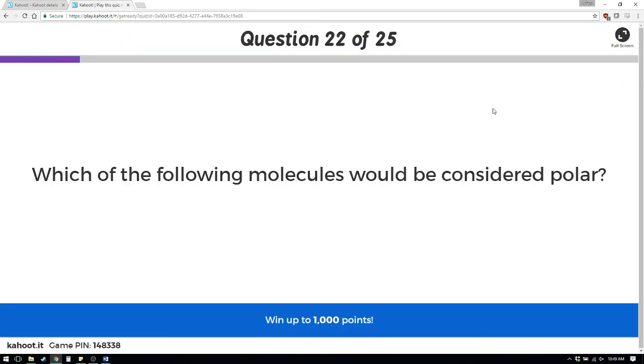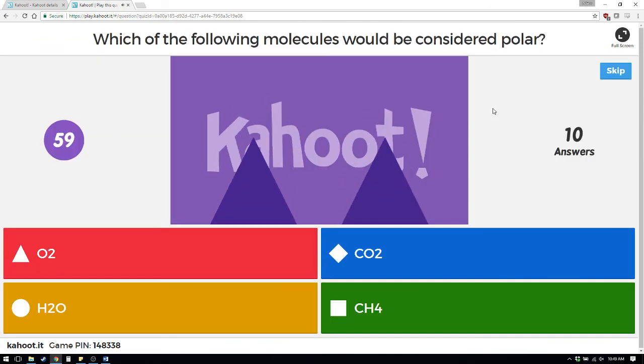Okay, which of the following molecules would be considered polar? Ooh, that was pretty quick.